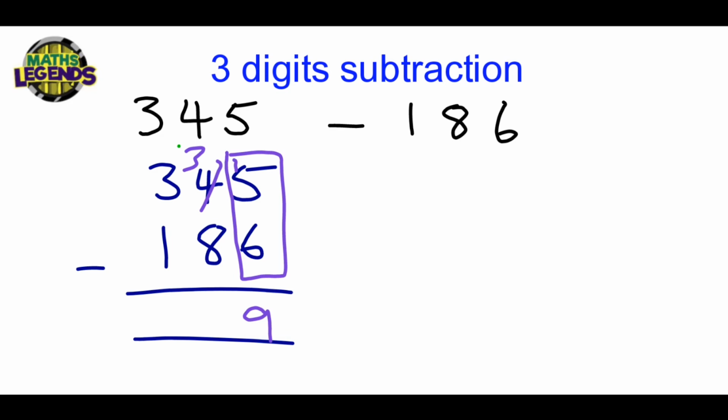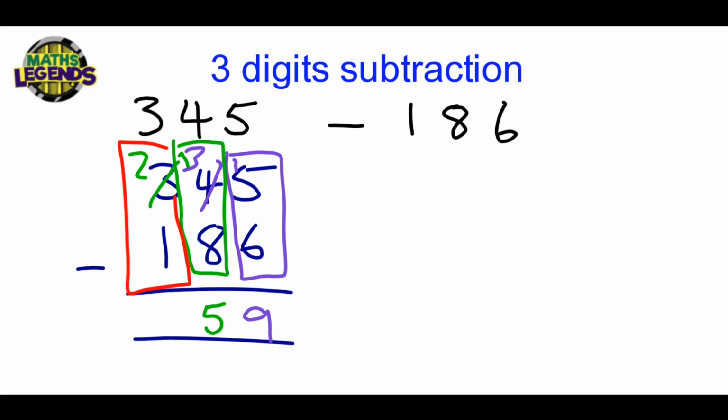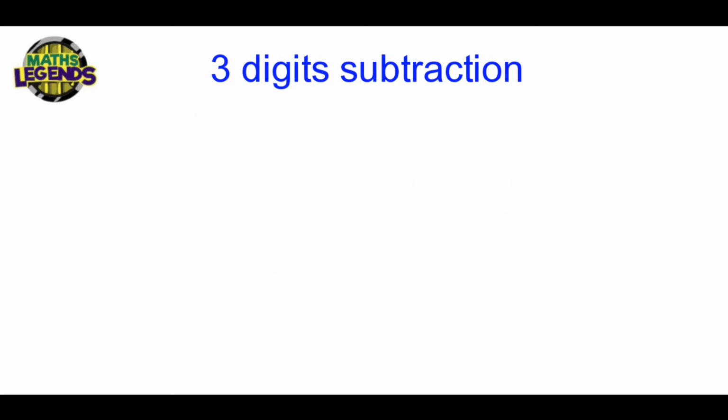Now we look at the next column. 3 take away 8. This is another example where we can't do it. So again, we need to borrow. So now we borrow this one. 3 becomes 2, and we put a small 1 in front of the 3, becomes 13. 13 take away 8 is 5. Moving on to the next column. 2 take away 1, which is 1. Answer here is 159. Moving on to another example.